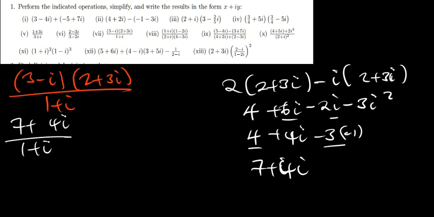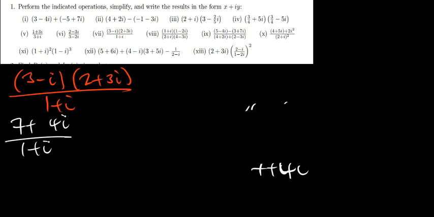Okay, let me check it. Maybe I've made a mistake. I'm saying 2 times 2 is 4, 2 times 3i is 6i, then negative i times 2 is negative 2i, negative i times 3i, negative 3i squared. So these two, 6 minus 2 is 4, which I have there, the 4 here, and then there is going to be 7. Yes, it's okay.